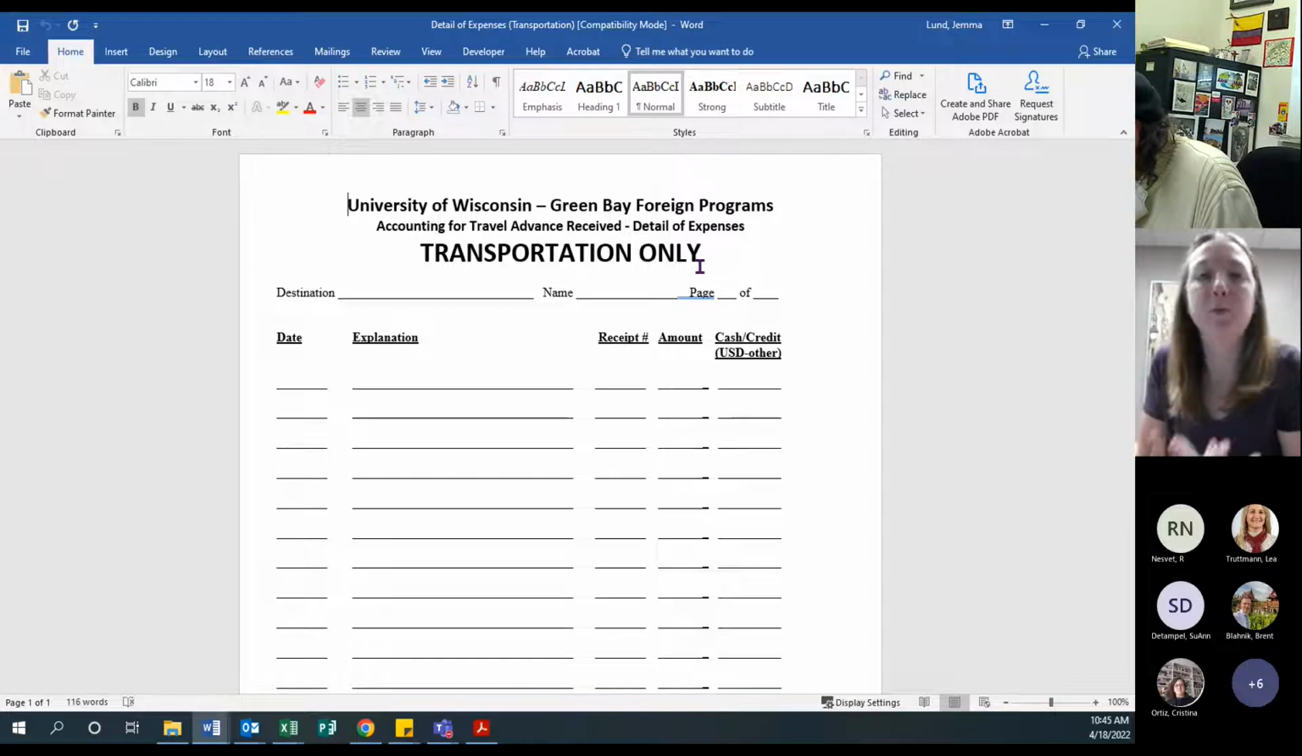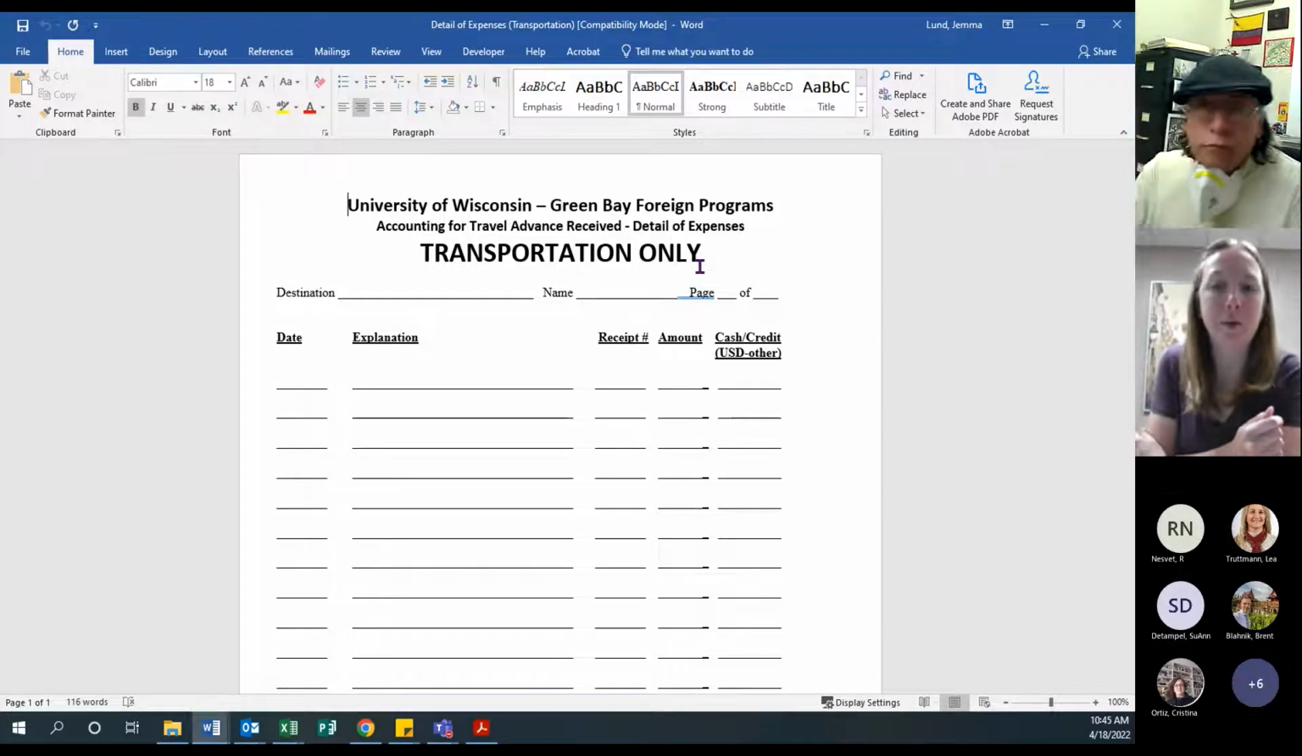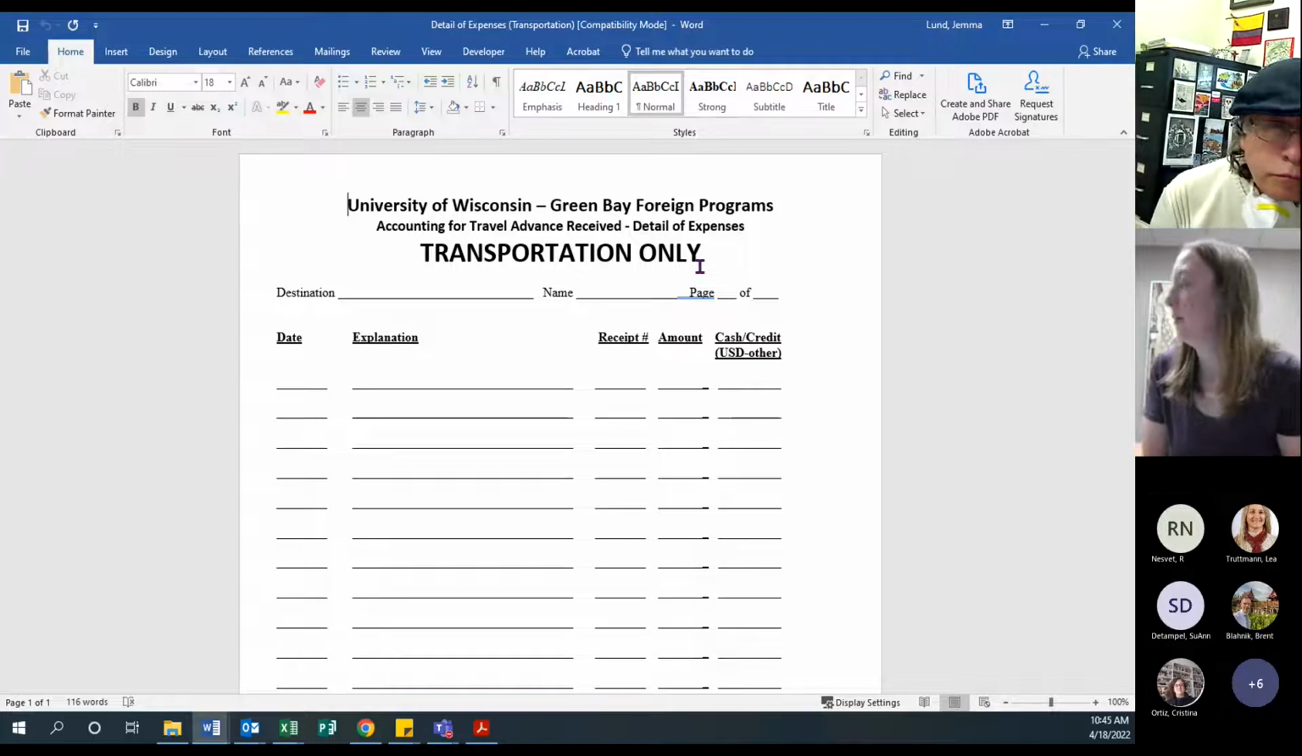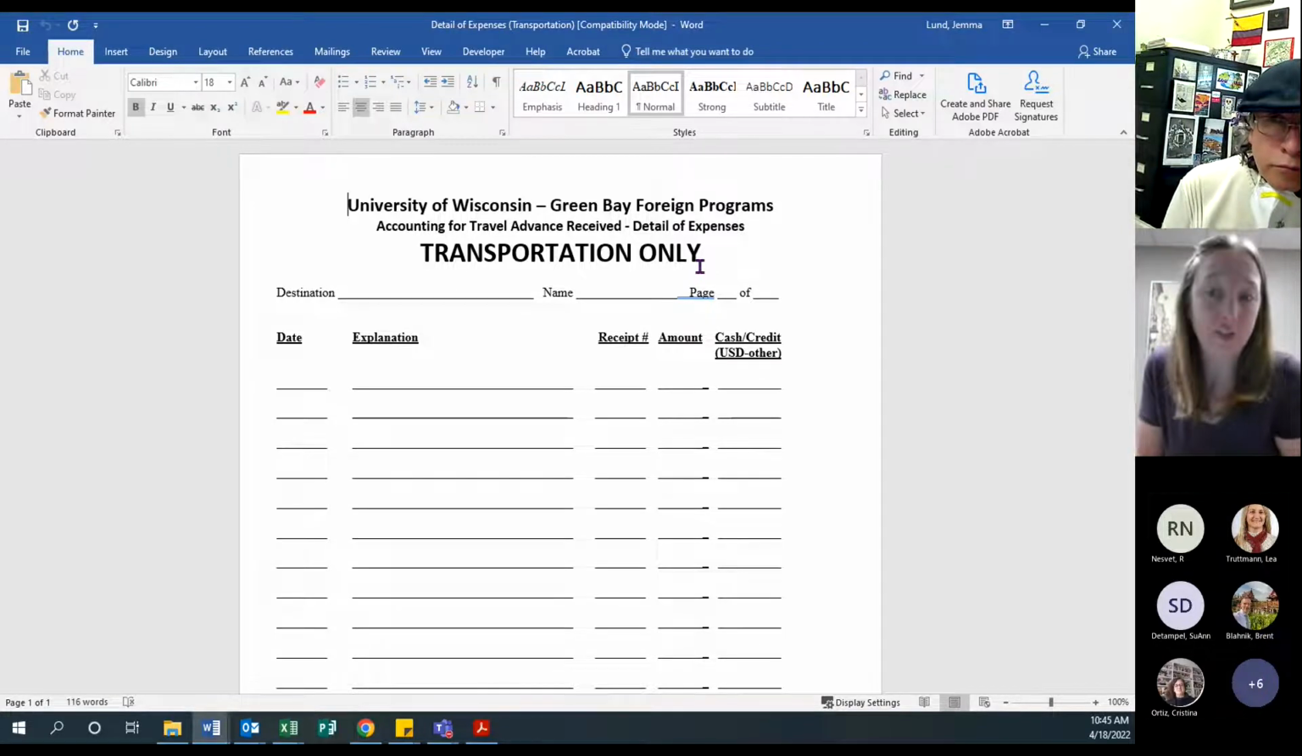Food and meals would be group meals. This is not where you would do those meal allowances that you give to students. This would be if you pay for a group meal for everyone, a group snack, something like that. Lodging is just what it is. If you need to pay for lodging on the ground, keep that receipt and record it on that page. And then other is really a catch-all for anything else.